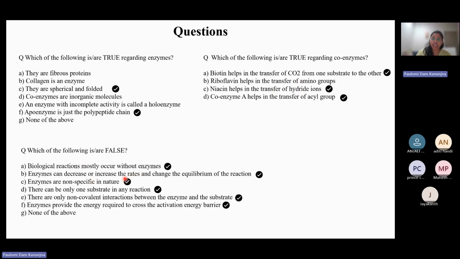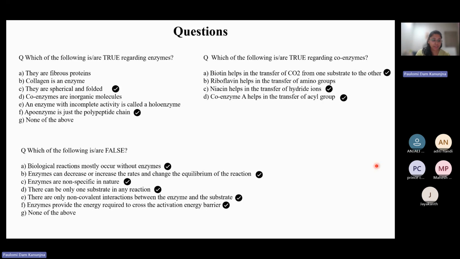Enzyme can decrease or increase the rate and change the equilibrium of the reaction. The statement is entirely wrong. First of all, it does not decrease the rate. If it decreased the rate, that defeats the entire purpose of enzyme. It increases the rate and it does nothing else. It changes no equilibria. So that is totally wrong.